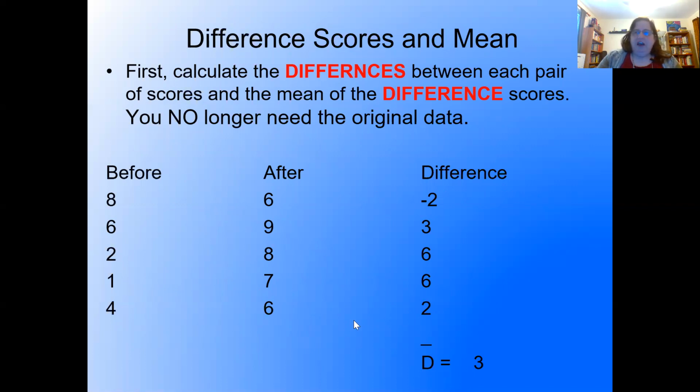In this case, I expect that my after scores are going to be higher. So I'm going to subtract after minus before. If I thought my before scores might be higher, I might go ahead and do it the other way. But honestly, it doesn't matter as long as you know which direction you're subtracting. Okay, all right. So I'm going to start off.